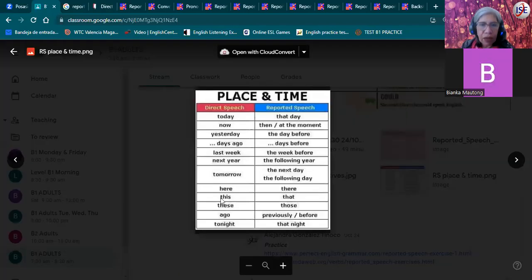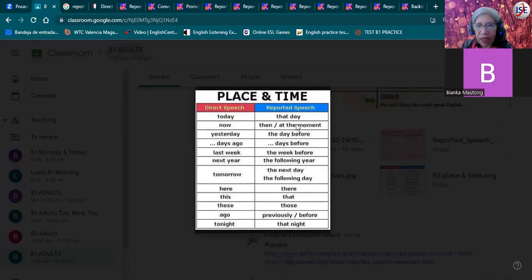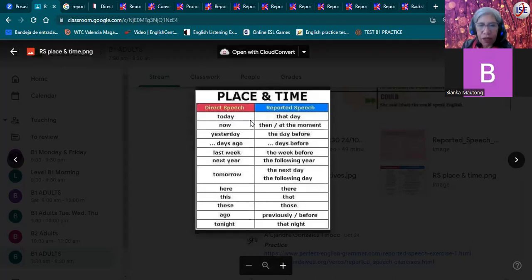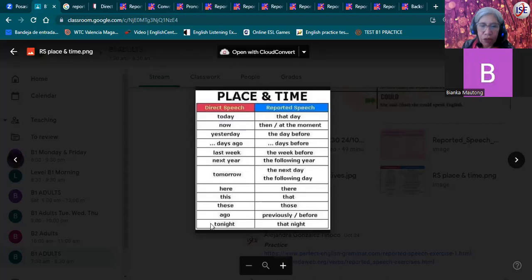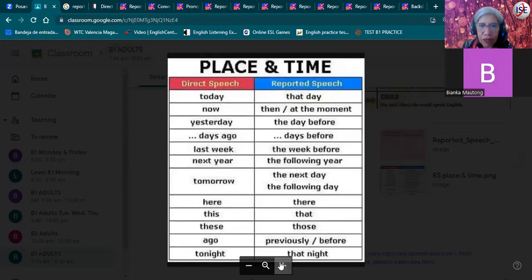Remember that yesterday we talked about place and time. When we use today in reported speech, that day. Now, then, or at the moment. Yesterday, the day before. Days ago, days before. Last week, the week before. Next year, the following year. Tomorrow, the next day, or the following day. Here, there. This, that. This, those. Ago, previously, or before. Tonight, that night.